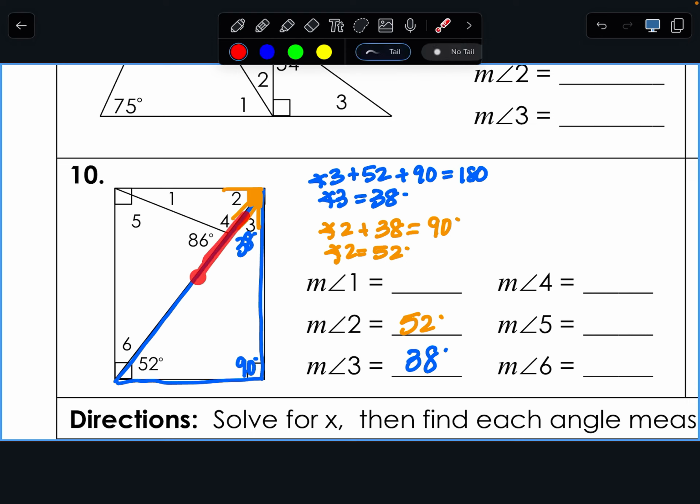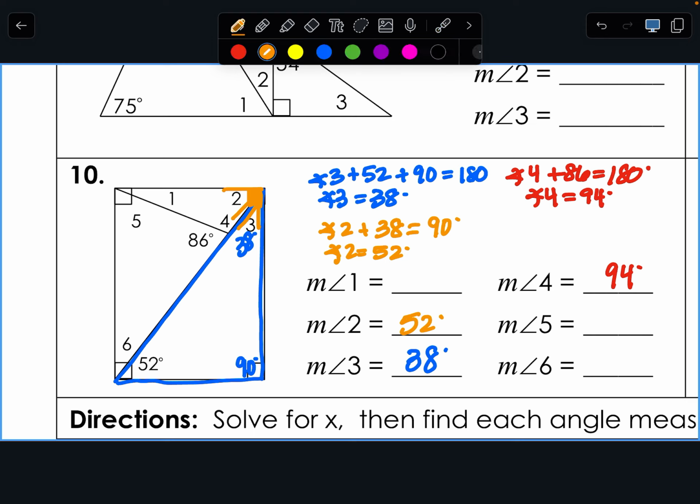What does this have to equal? 180. So then I can say that angle 4 plus 86 equals 180 degrees. So angle 4 is 94. Why is this 180? What is this? Straight line. Okay. So now I know, this is why you label your diagrams, because I didn't.